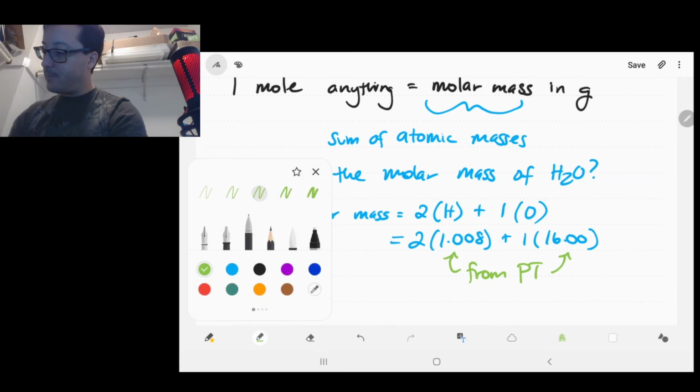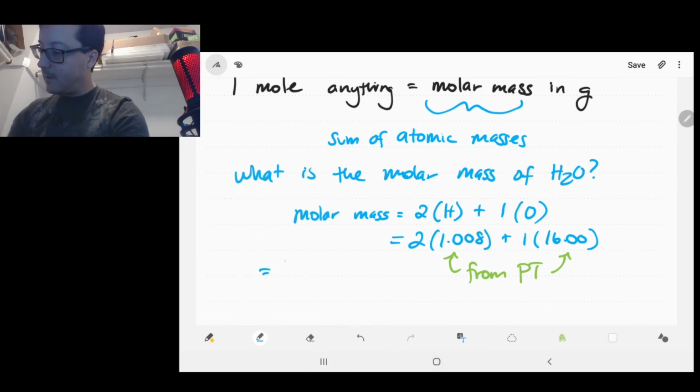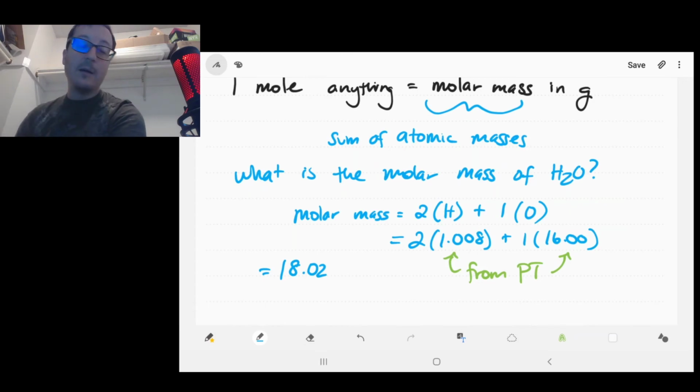And if we add those up, we get 18.02, I'm going to say. I don't really worry about sig figs with molar mass because we're going to see that different periodic tables give you different numbers of sig figs. So I usually just go ahead and round to 2 decimal places because whatever periodic table you're going to be using may give you slightly different atomic masses. Just depends on how many sig figs they give you. So if we add this up, we get 18.02.